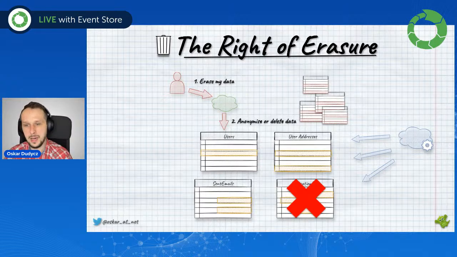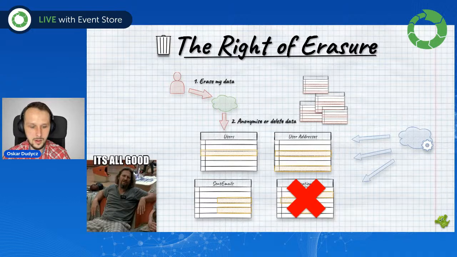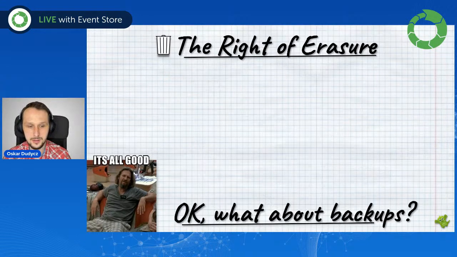So again, we can even use a mixed procedure. Some data we will be removing, some we will be anonymizing, and all of that sounds right. Okay, so we are done. We can call it a day and define that strategy, right? Okay, but what about backups?